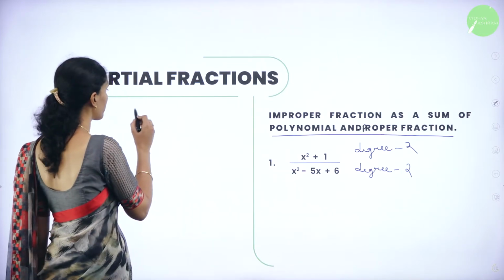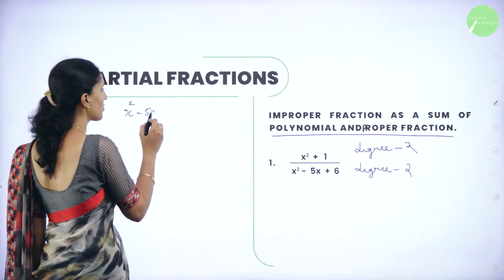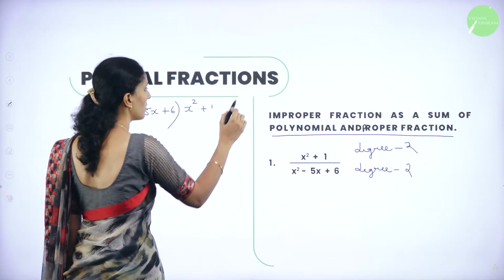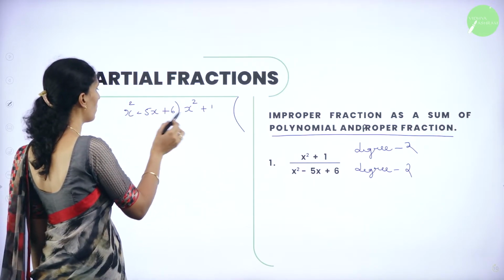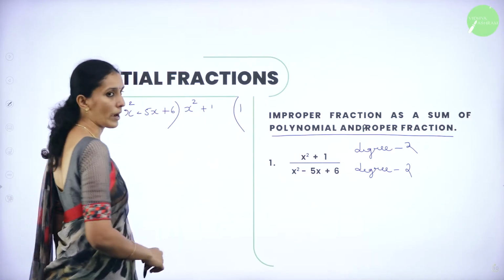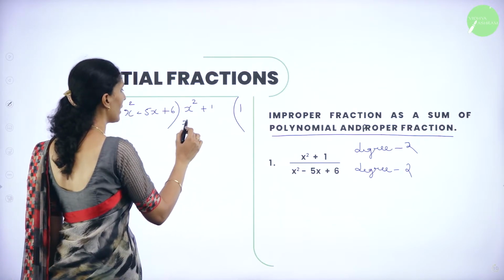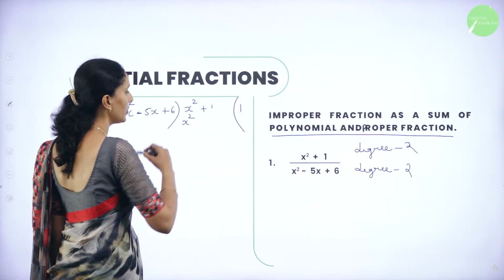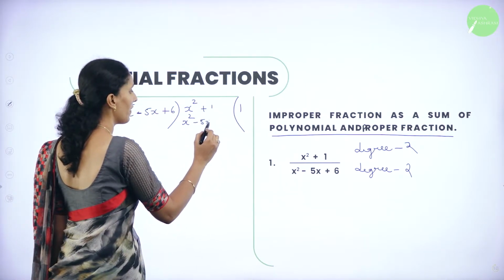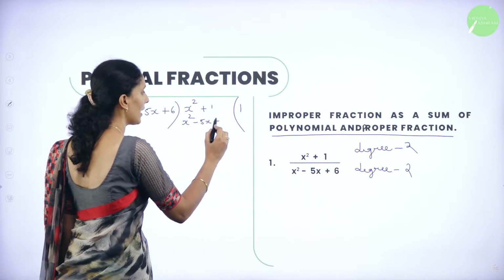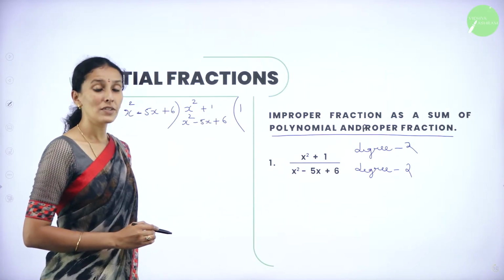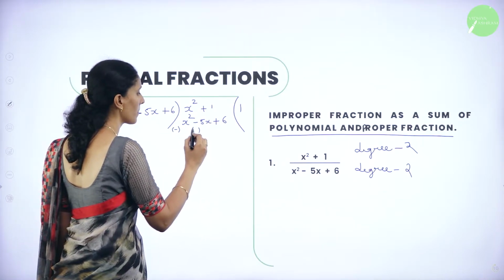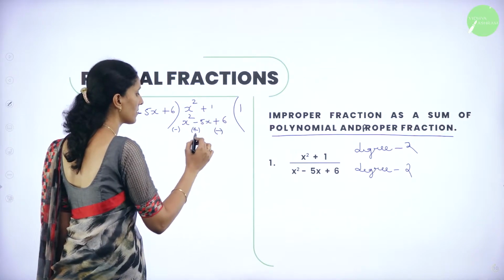We'll divide now. x square minus 5x plus 6, into x square plus 1. So we have x square on both sides, so I'll just multiply with 1. x square into 1, x square. We have minus 5x. Minus 5x into 1 is again minus 5x. Plus 6 into 1, we have plus 6. So we have to subtract it, so we'll change the signs. So this is minus, plus, minus.